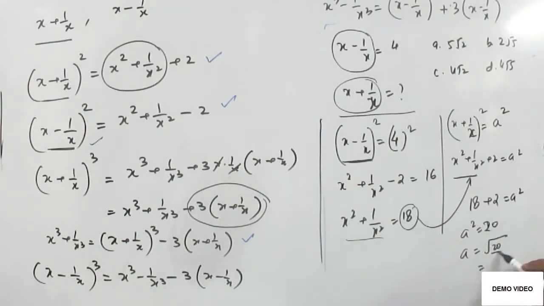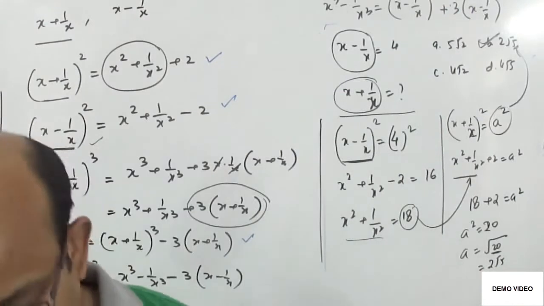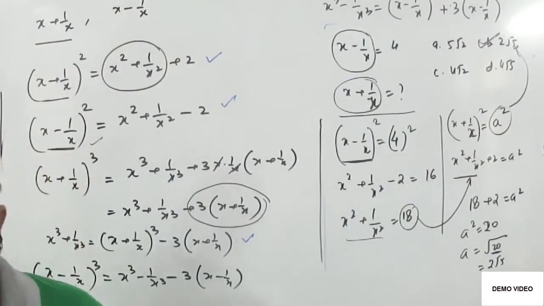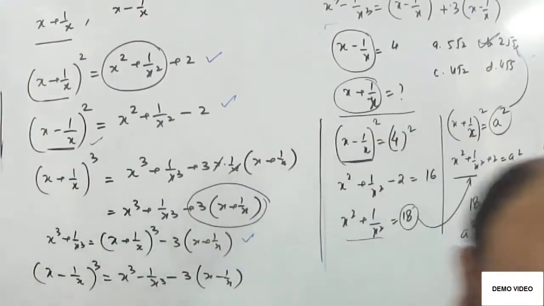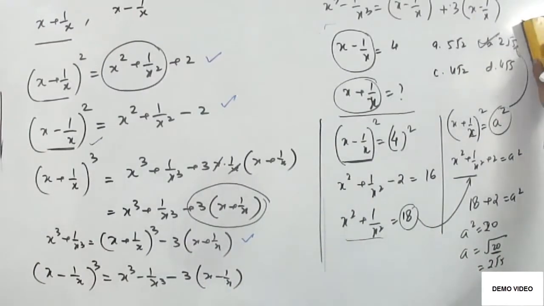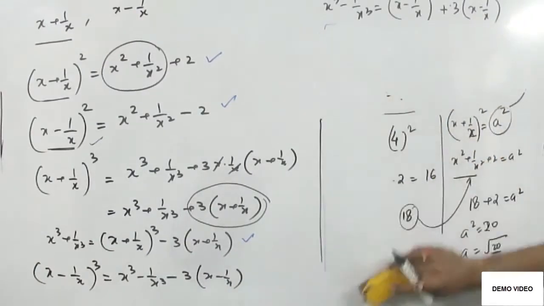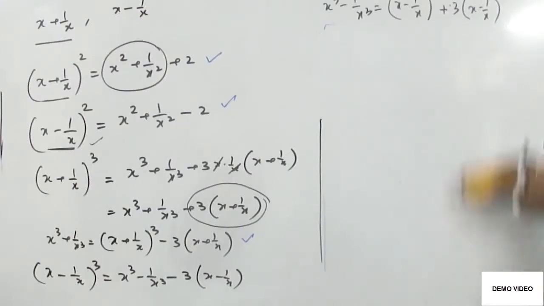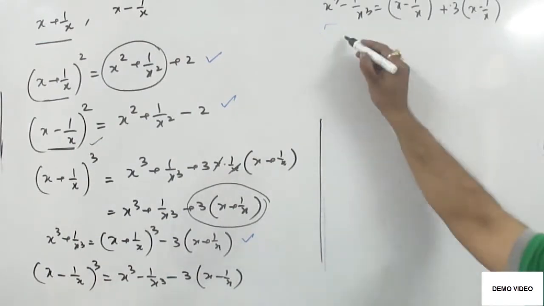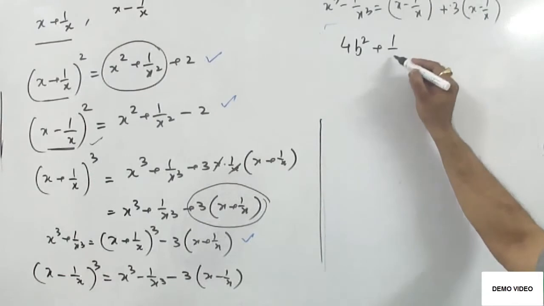A question asked in SSC 2010: 4b square plus 1 upon b square is equal to 2. We have to calculate the value of 8b cube plus 1 upon b cube, and the options are A 0, B 1, C 2 and D 5. Now we are given the square value and we have to calculate the cube value. So first of all we calculate the power of each term and then we will use this formula for cube.